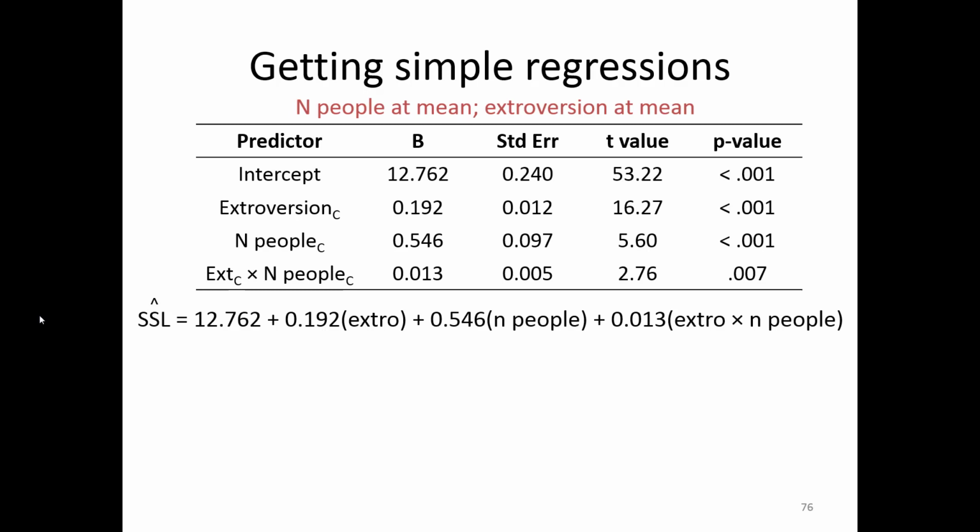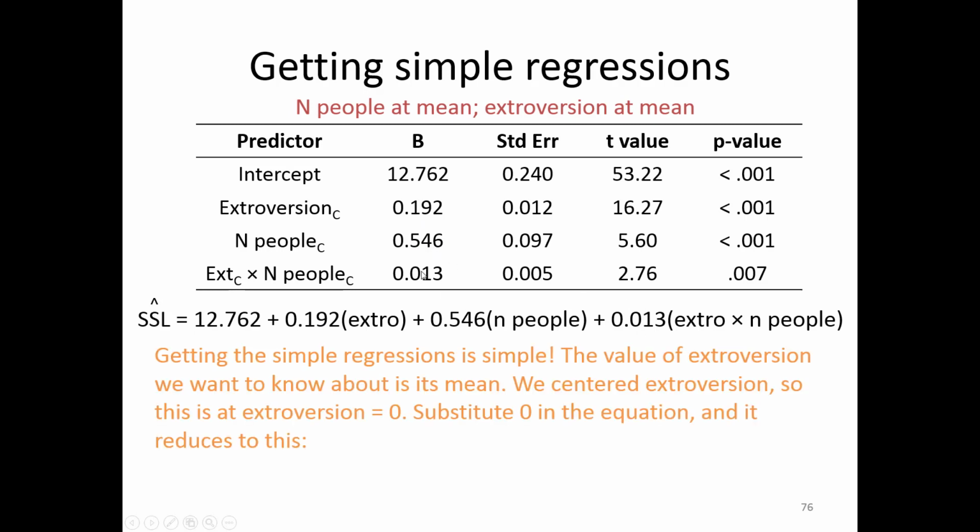So here is our regression formula just taken from the output. We got our intercept, we put that down here, the coefficient for extroversion, the coefficient for number of people talked to, and then the coefficient for the interaction term. So getting these simple regressions is, I think, quite simple. There's a little bit of a learning curve, but really there's not a whole lot to it.